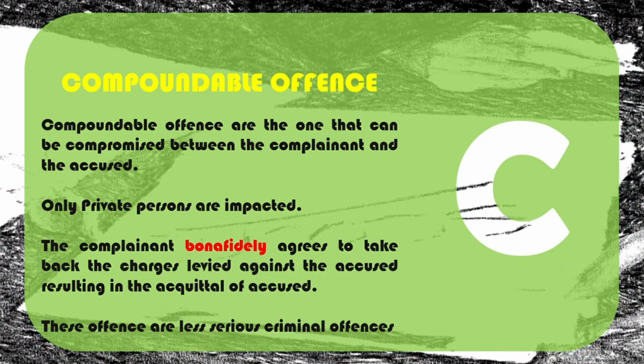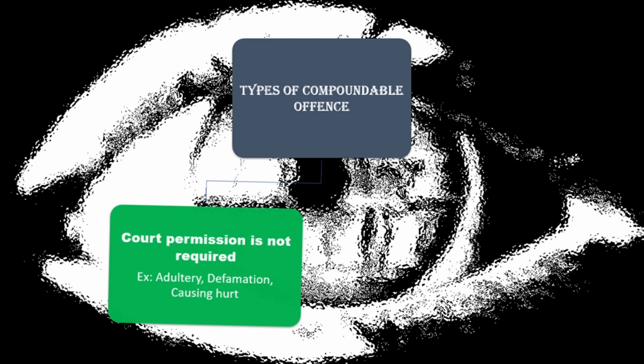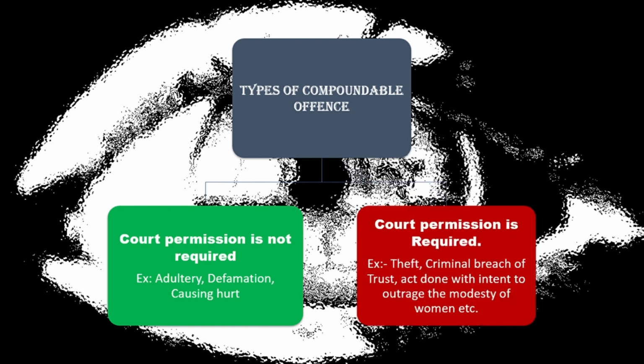Now, compoundable offences are of two kinds. In the first kind, the court's permission is not required for the compounding of the offence. For example, in offences of adultery, defamation, voluntarily causing hurt, court's permission is not required. Whereas in the second kind of offences, court permission is required. Offences like theft, criminal breach of trust, act done with intent to outrage the modesty of women can only be compounded after the court permission is granted.